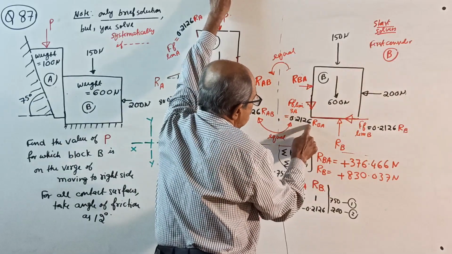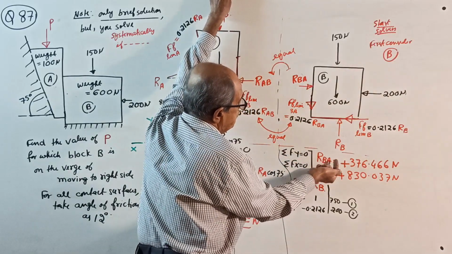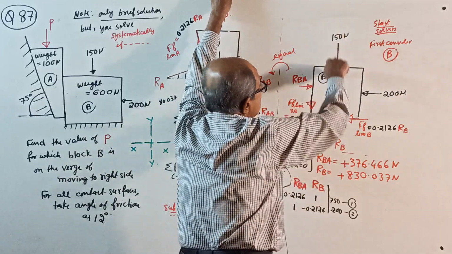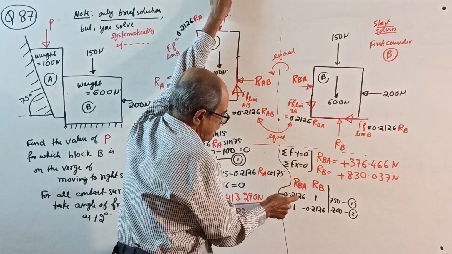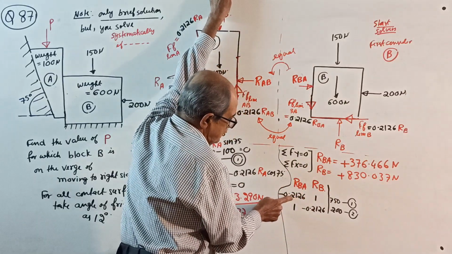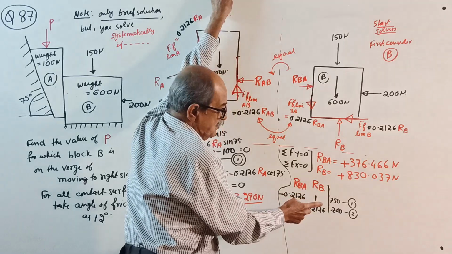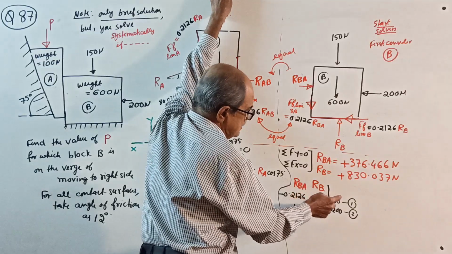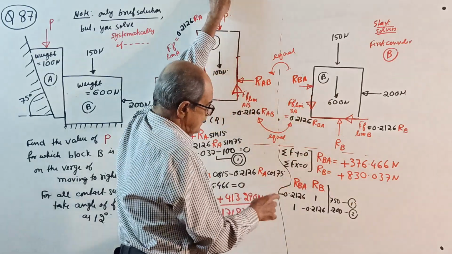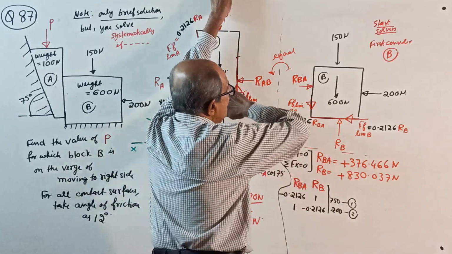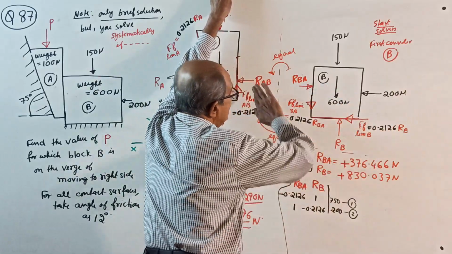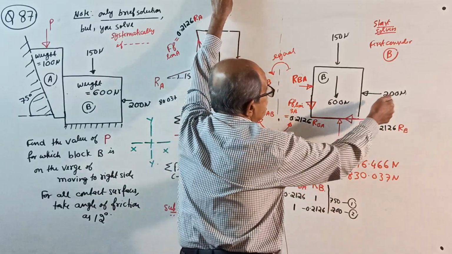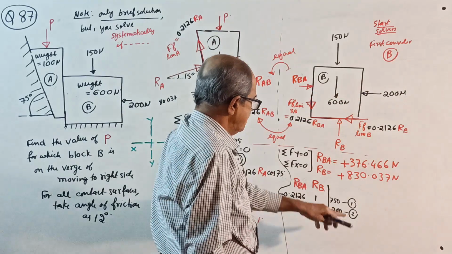Minus 0.2126 RBA plus RB minus 600 minus 150 equal to 0. Equation number 1 will come here. In terms of RBA, I am giving a hint for you. That is minus 0.2126 RBA plus RB equal to 750, equation number 1. Sigma Fx equal to 0: plus RBA minus 0.2126 RB minus 200 equal to 0, equation number 2.